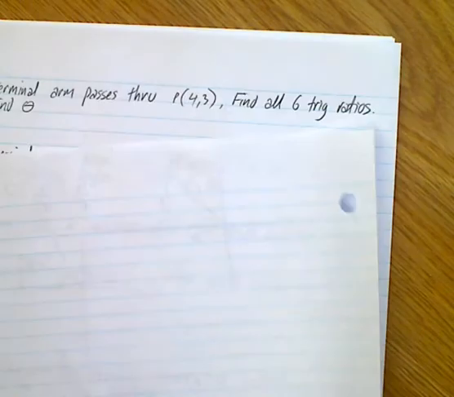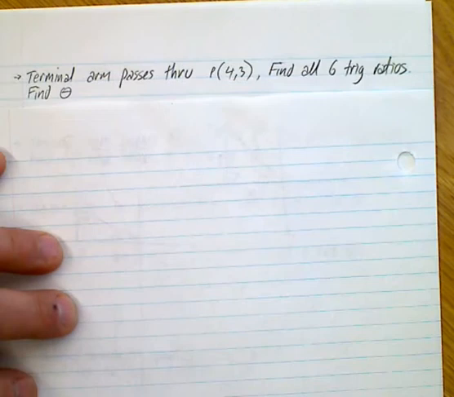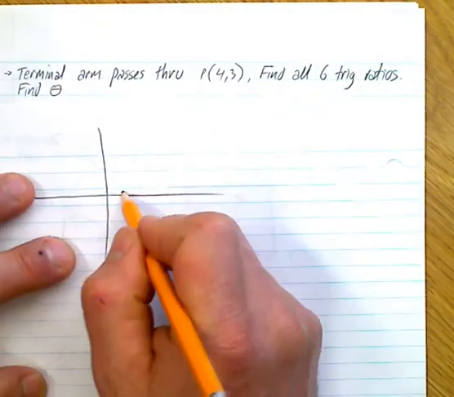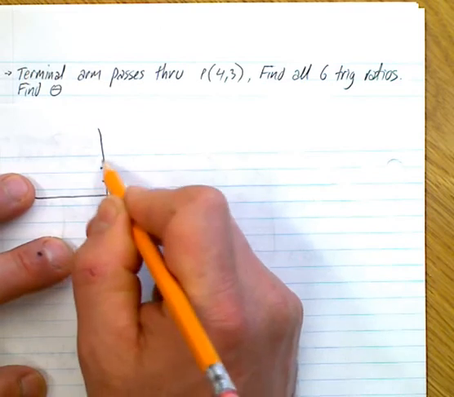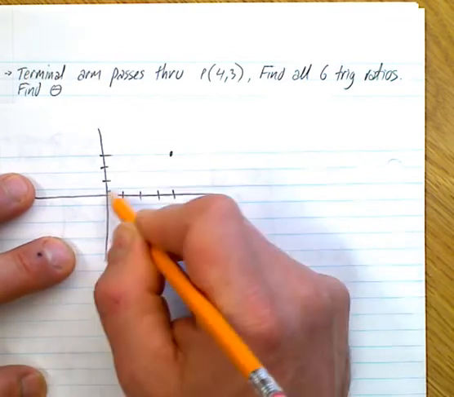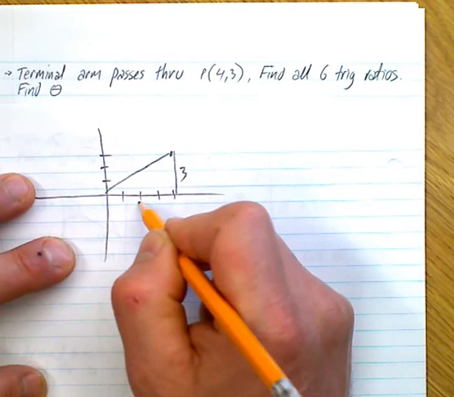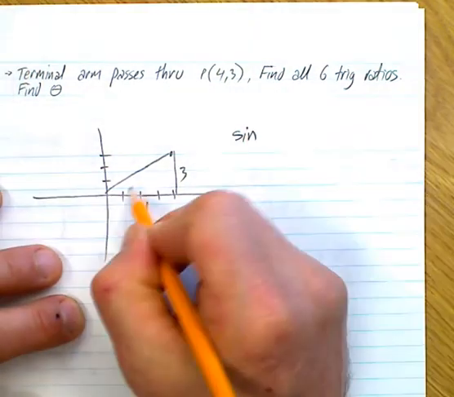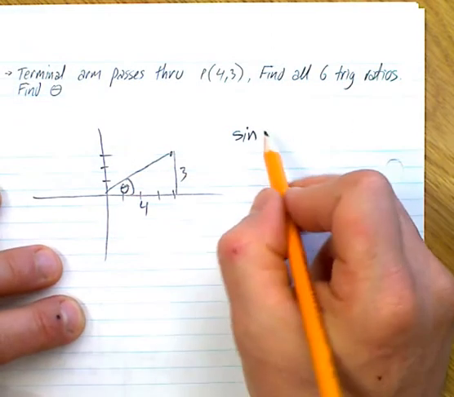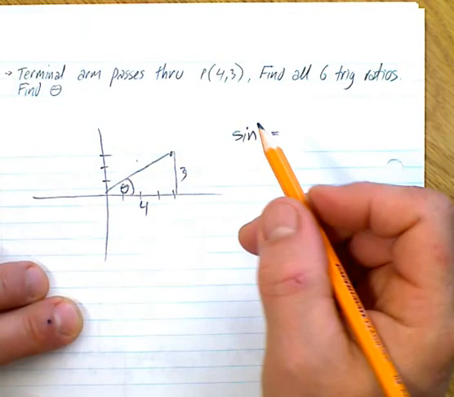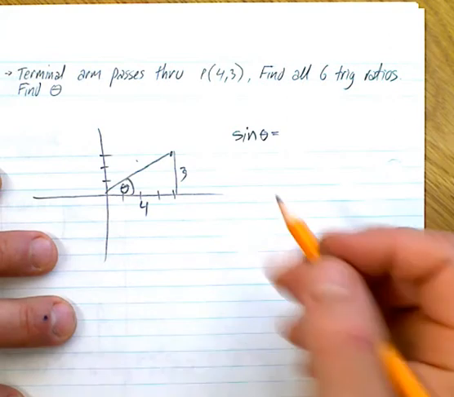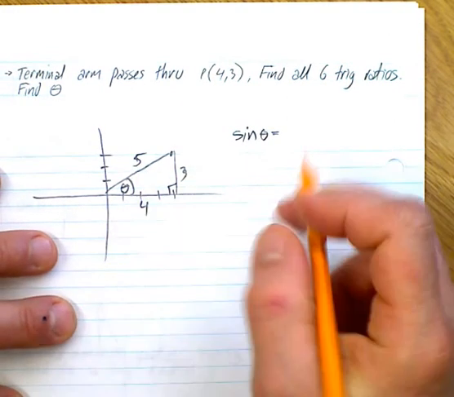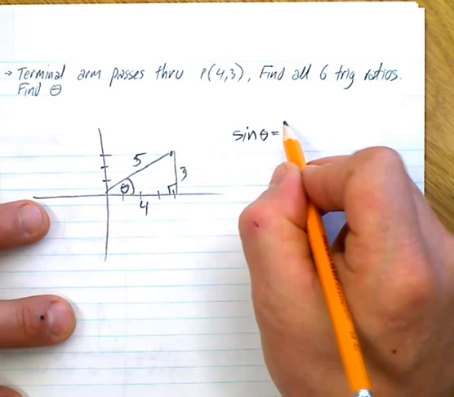Here we are. So let's say the terminal arm passes through 4, 3. So what we're going to do is we're going to draw a picture here. 1, 2, 3, 4. 1, 2, 3. You can see that that's going to be right there. Where this is 3, that's 4. Now, if you want to find all 6 trig ratios, and this is your theta right here, sine theta is equal to opposite over hypotenuse. You don't have the hypotenuse. Hopefully you can figure it out. This is a triplet, so it's 3, 4, 5, right? A squared, B squared, C squared. So sine theta is 3/5.